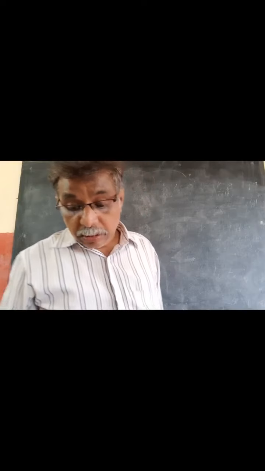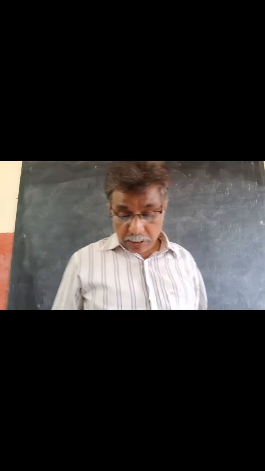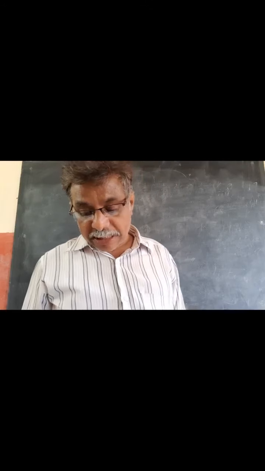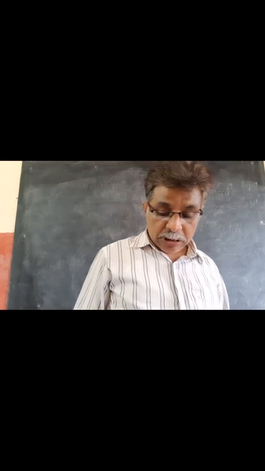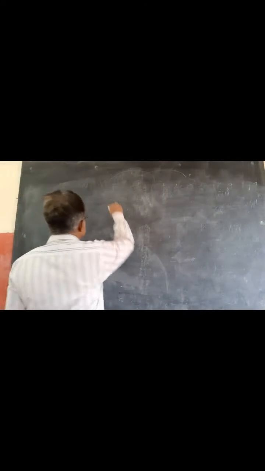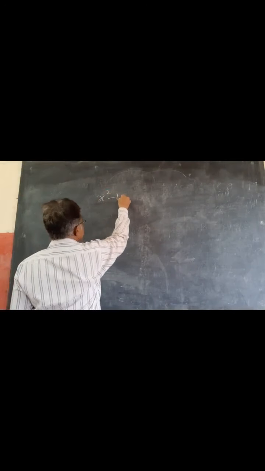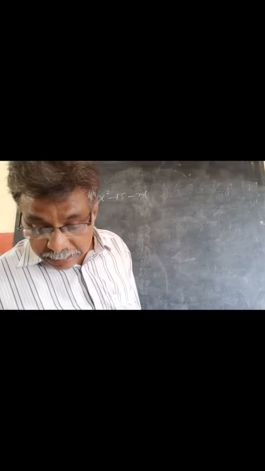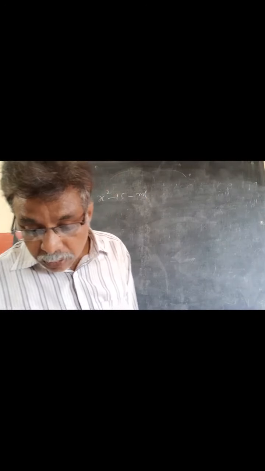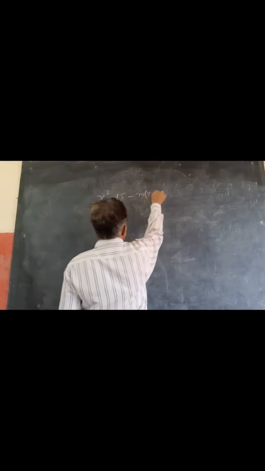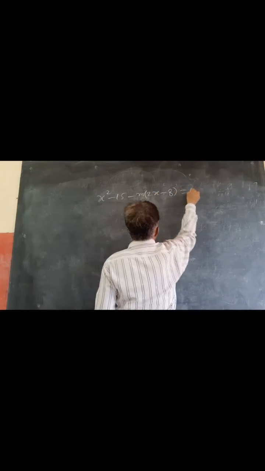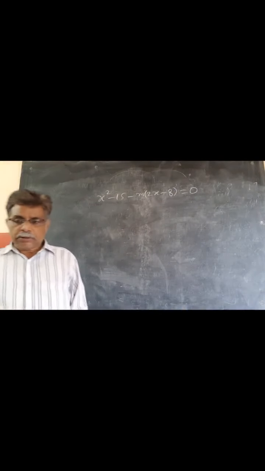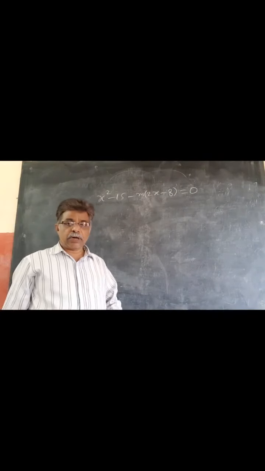Next question. If x square minus (15 minus m) into 2x minus 8 equal to 0 has equal roots, then find the value of m.